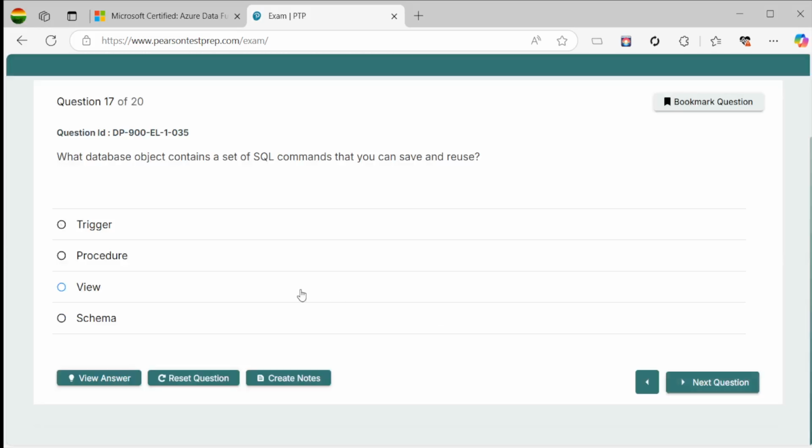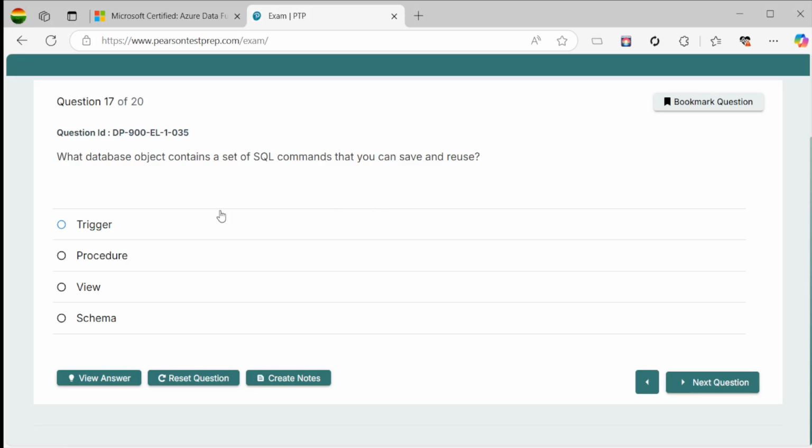What database object contains a set of SQL commands that you can save and reuse? A trigger, a stored procedure, a view, or a schema. So it's a database object. These are all database objects. Although a trigger is not really a database object, but that contains a set of SQL commands to save and reuse. SQL commands, that's SQL queries that can be saved and reused.